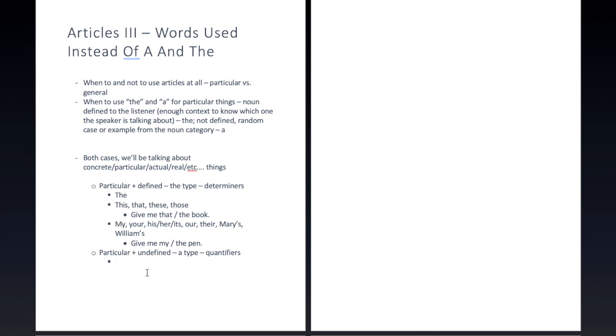Now for quantifiers, words instead of a, which we're going to be talking about. Again, undefined things, undefined nouns, random cases or examples of categories of nouns. Let's look at some of them, and then we'll think about what the pattern is here. There's an interesting pattern among these.